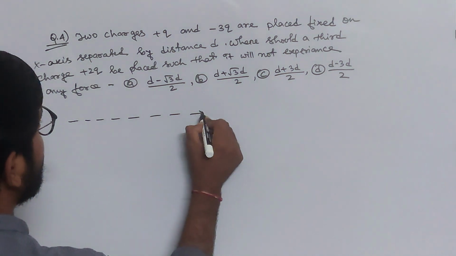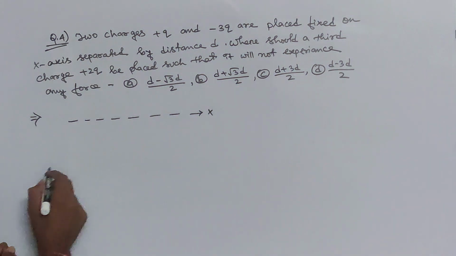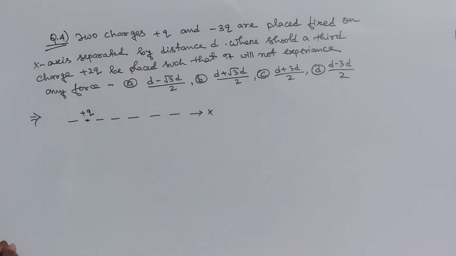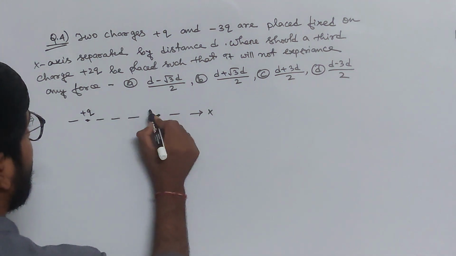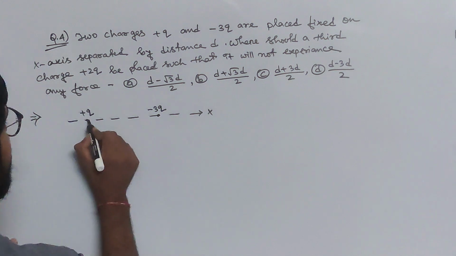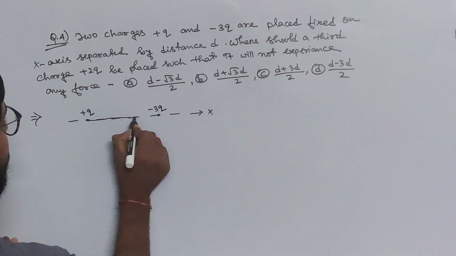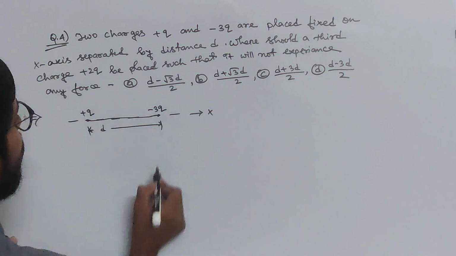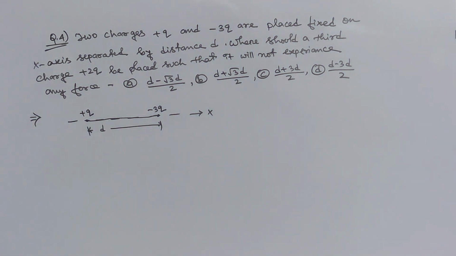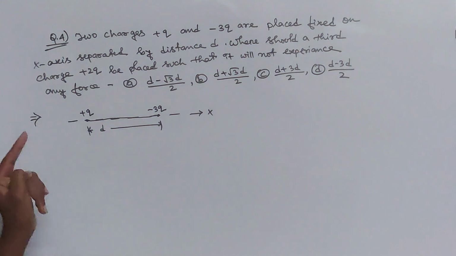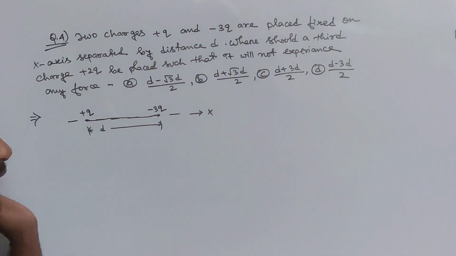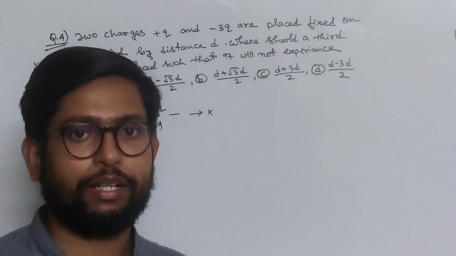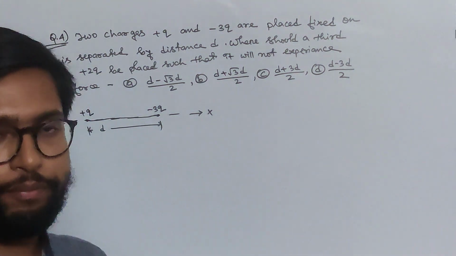This is the x-axis, and on the x-axis, let's say here a plus Q charge is placed fixed, and here a minus 3Q charge is placed fixed, and the distance between them is d. And you have to say where you should put a third charge plus 2Q such that it will not experience any force.